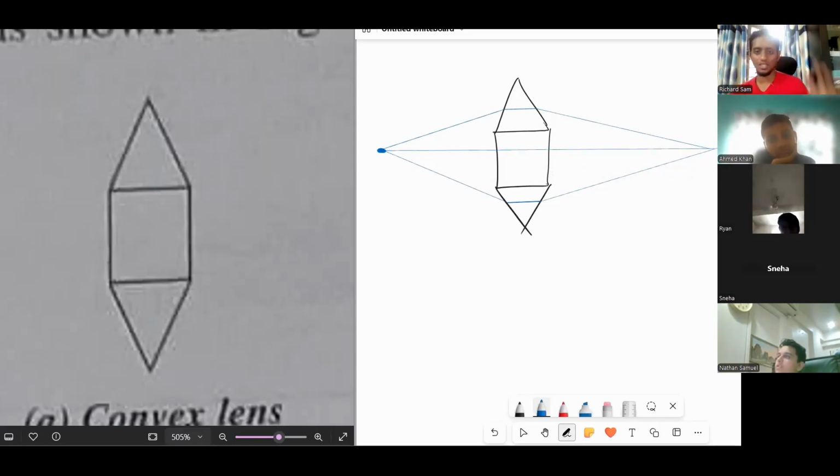So these are three things seen in the previous chapter. Correct? So this is what happens even in a lens. So now curve the whole side properly.